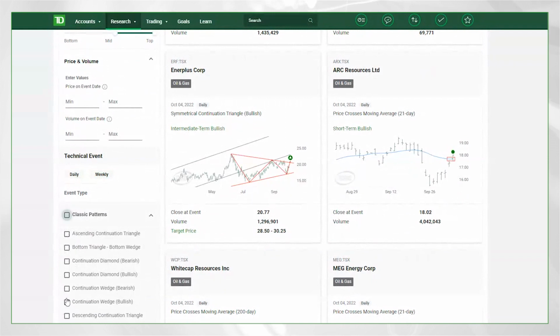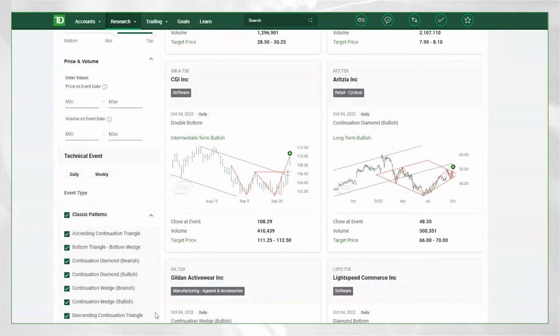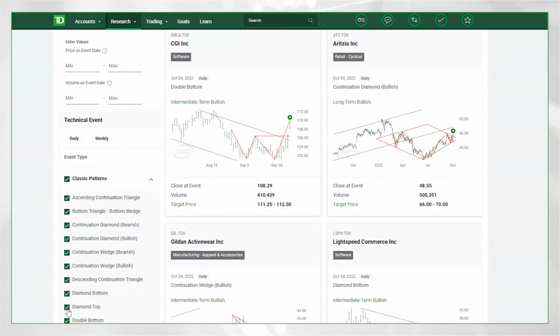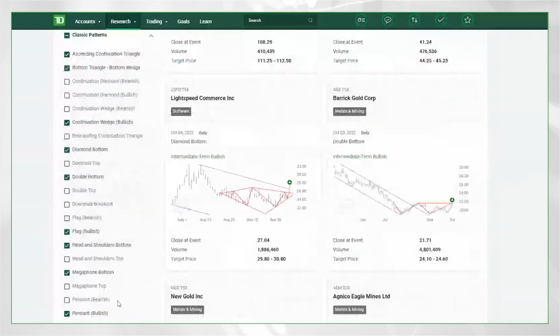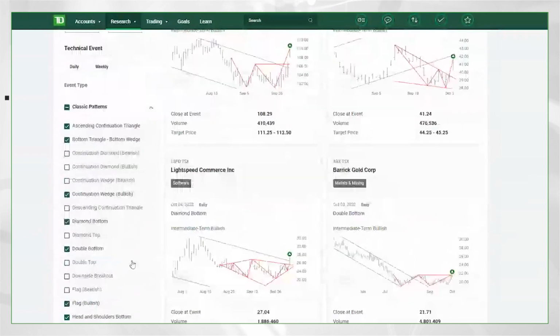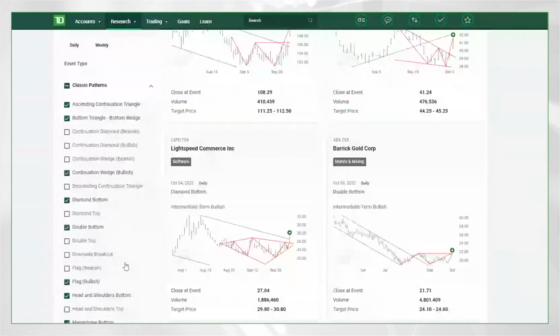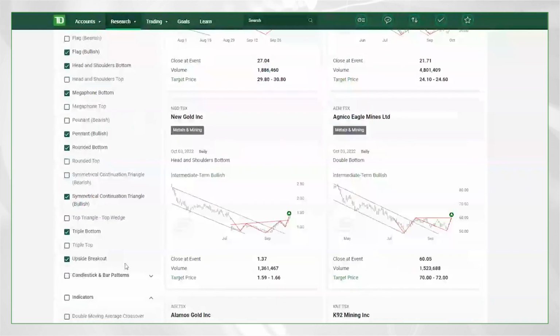And I love classic patterns. Maybe there's some patterns I don't like. Maybe I'm not a big fan of continuation diamonds, so I can remove those. And you can really pick which ones you want. Notice how I click bullish at the top, which means I'm only going to get bullish classic patterns show up for us here. And then you could go ahead and remove the ones that maybe you're not interested in. But I'm going to leave them all here for this example. And we already have a pretty good screen here, in my opinion.